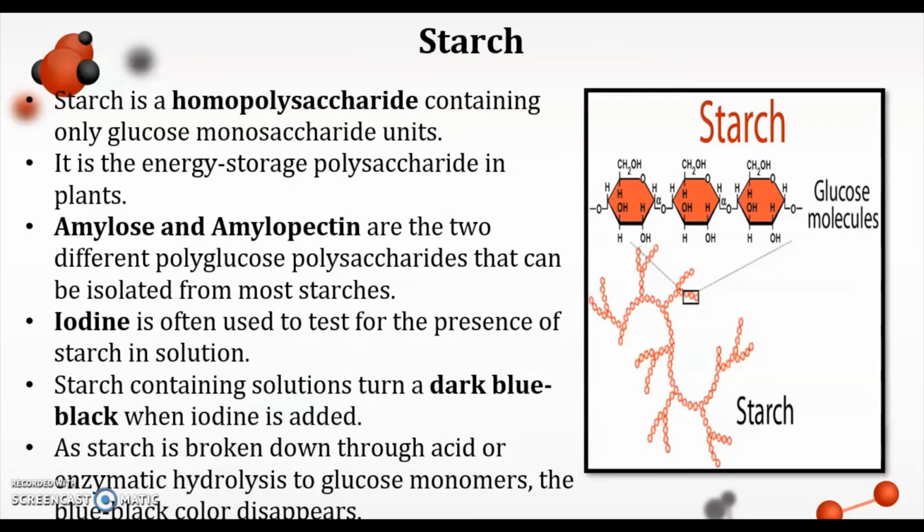Starch is a homopolysaccharide that contains only glucose monosaccharide units. It has amylose and amylopectin. These are the two different polyglucose polysaccharides that can be isolated from starches. Iodine is often used to test for the presence of starch in a solution. A starch that is present in a solution will turn dark blue to black when the iodine is added. As starch is broken down through acid or enzymatic hydrolysis, the blue to black color will disappear.